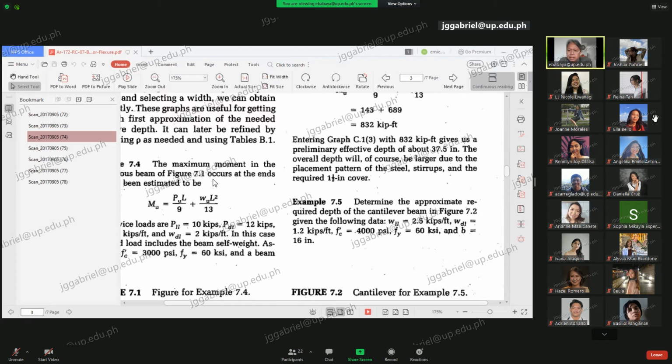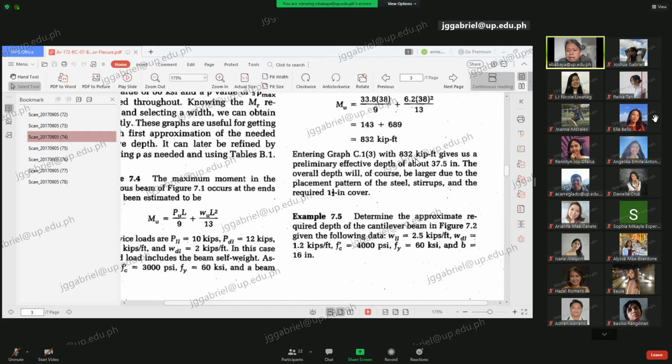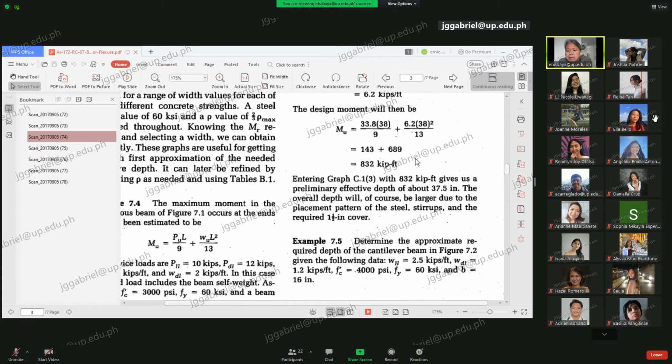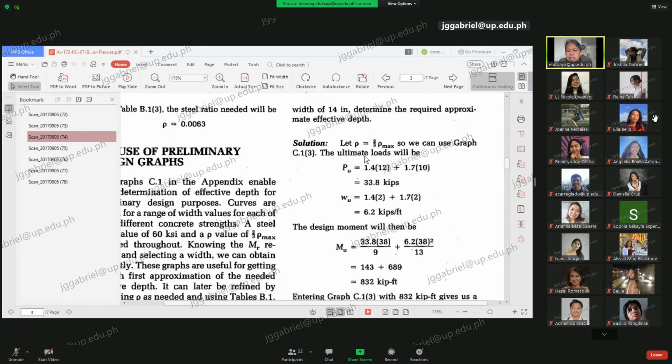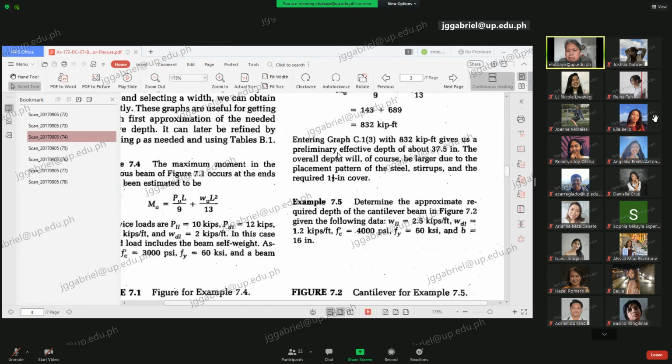Now, entering the graph where you already have your depth. Sorry, it's not depth, your width, which is 14 inches. Going to that graph, you will get an effective depth of 37.5 inches. The overall depth will, of course, be larger due to the placement pattern of the steel, stirrups, and the required 1.5 inch cover. The cover is concrete, 1.5 inch.